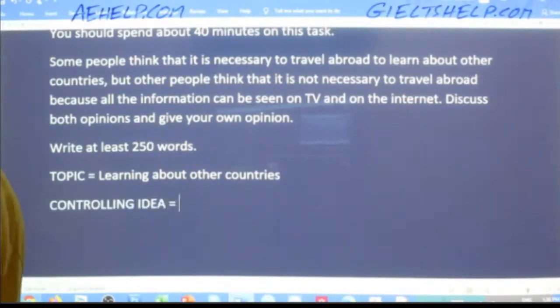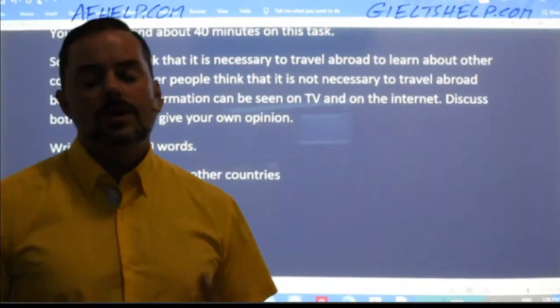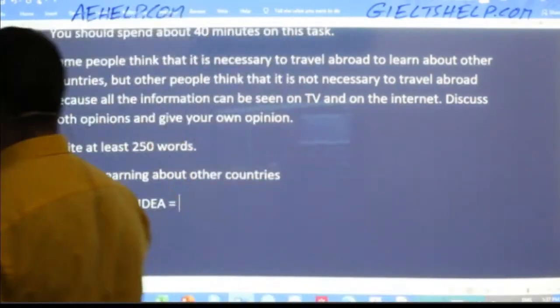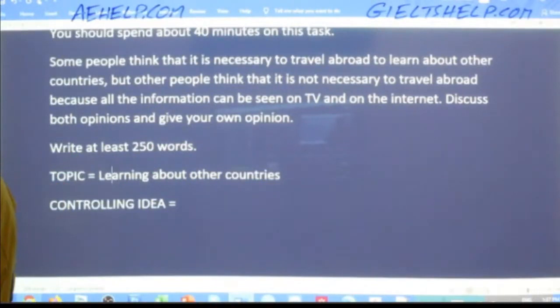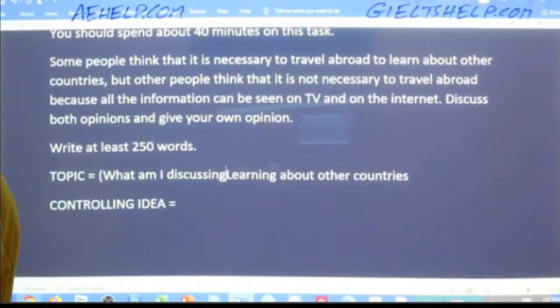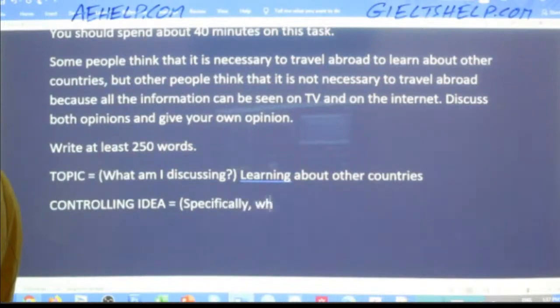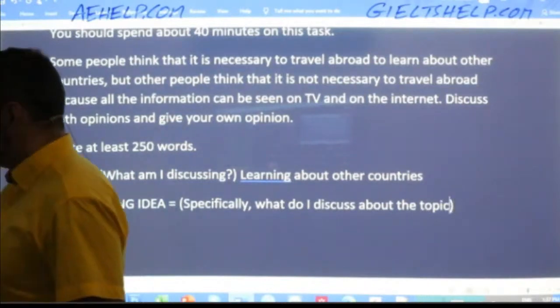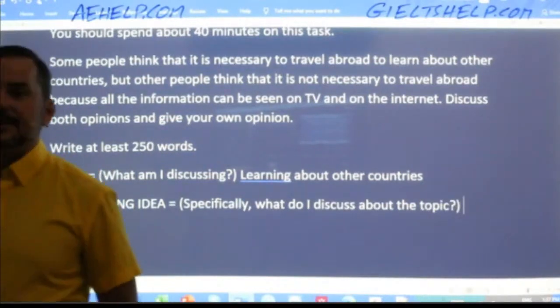Okay, so the controlling idea is more specifically what we want to know about the topic. The way you can think about the topic is, what am I discussing? That's the question for the topic. And the question for the controlling idea is specifically, what do I discuss about the topic? Okay, so that's how you identify these accurately.